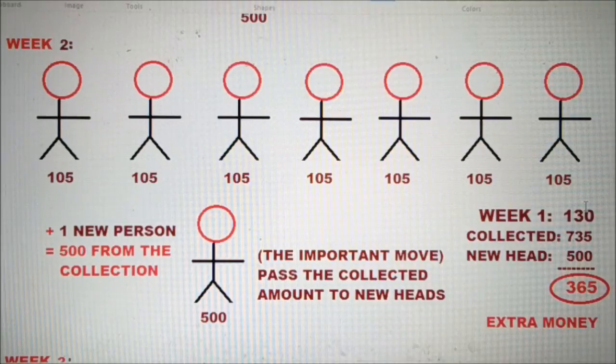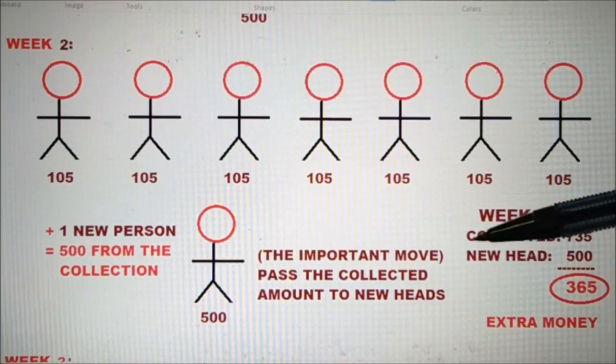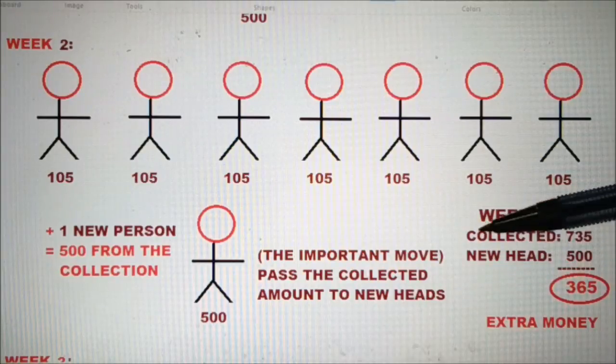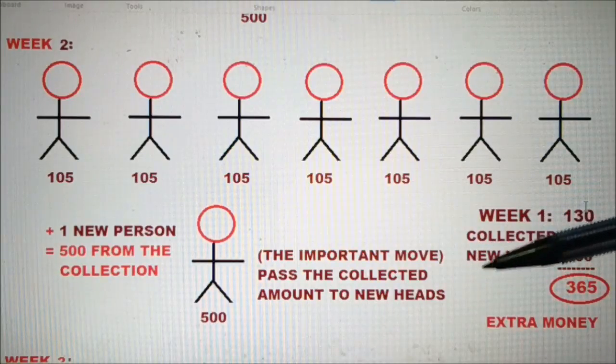Okay, guys, hope you get an idea of what I am explaining here. But before you implement any of this, study your market, who is your lender. The key here is the lender, and he or she must pay weekly. Okay? And the important move of all is to pass the collected amount to the new heads. This is the secret investment strategy technique here.